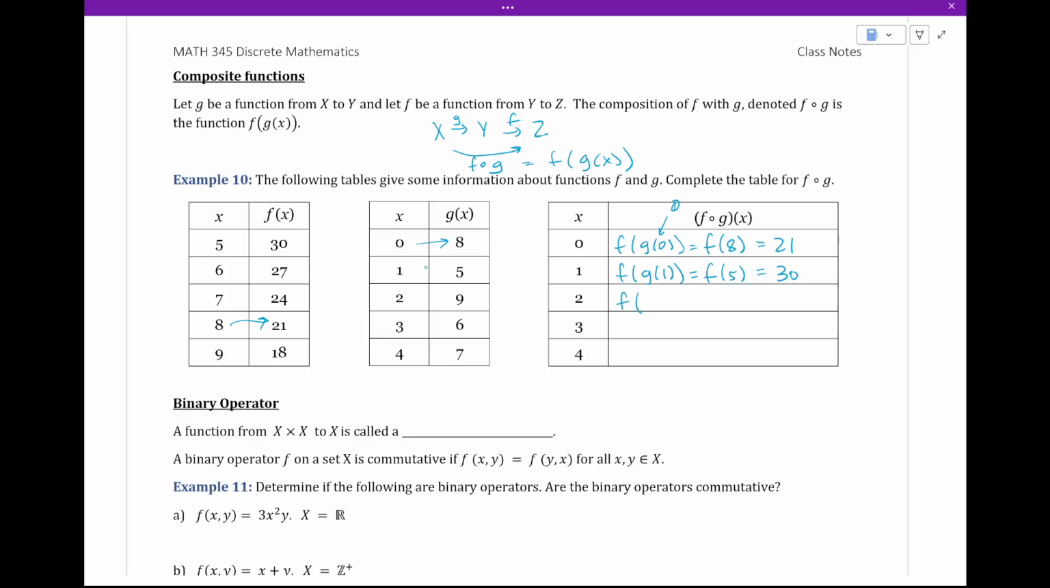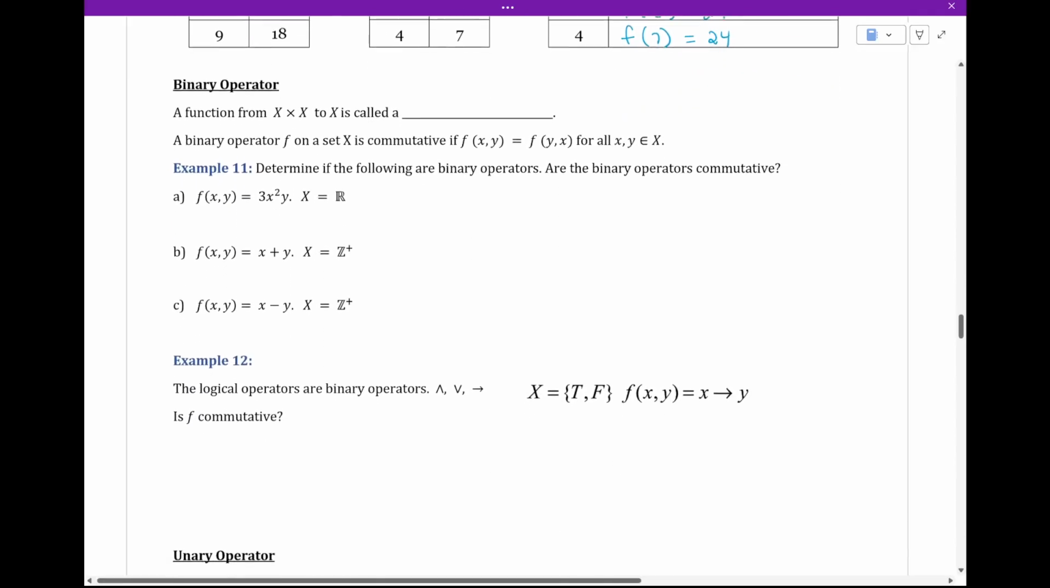g of 2 is 9. f of 9 is 18. g of 3 is 6. f of 6 is 27. And g of 4 is 7. And f of 7 is 24. So that is composite functions. Very quick review of those.